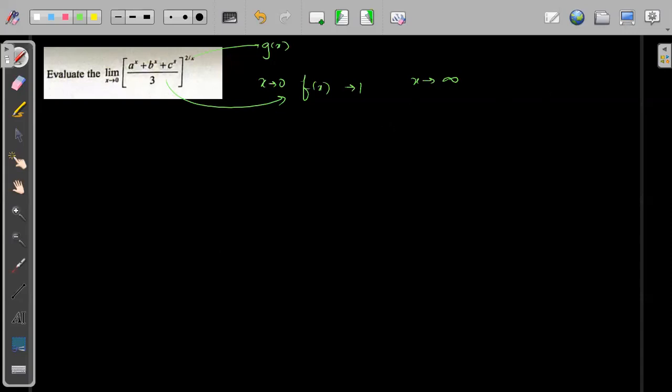E square, no, not e square. Just check the answer once again. e to the power 2 by 3. Yeah, I think that is correct. Yes. Very good. This was the answer. You have done the same question in exam also. So Darshana, can you just check your answer once again?